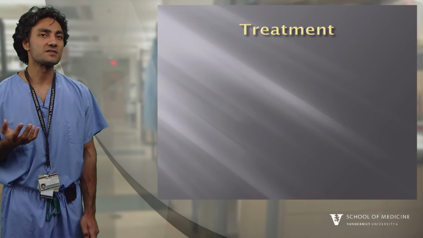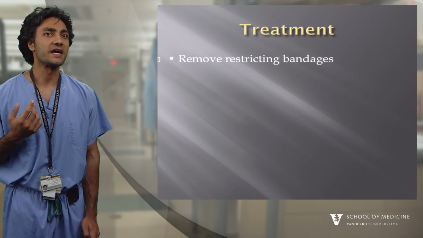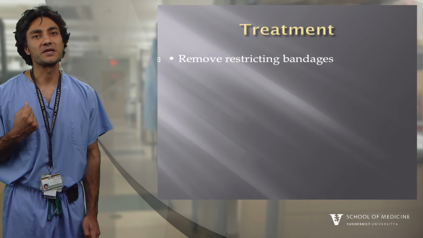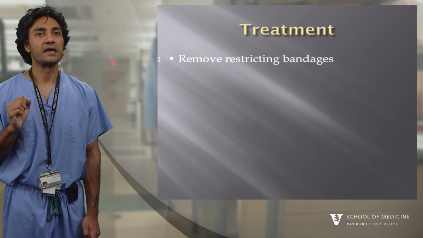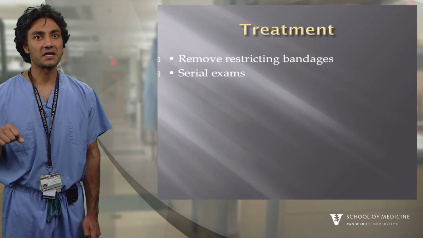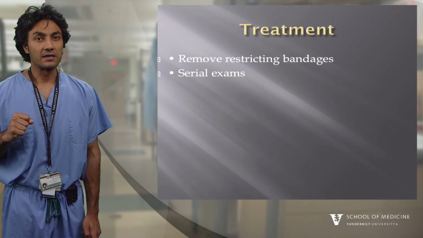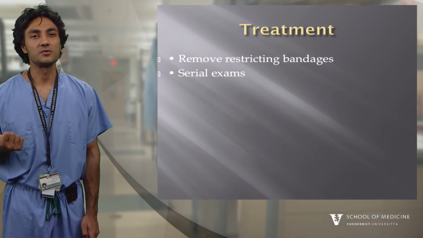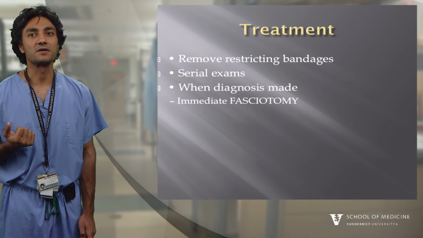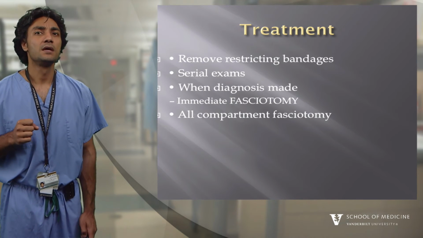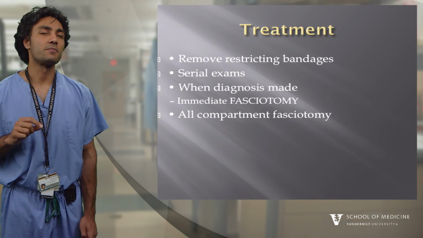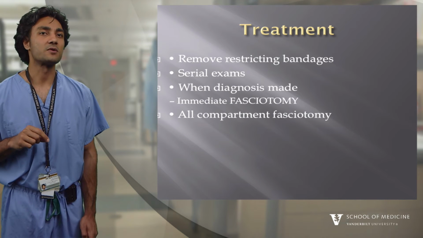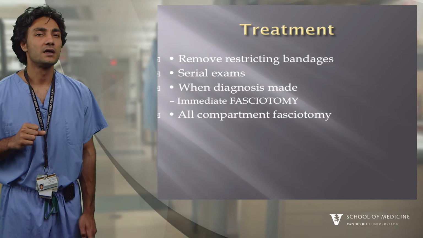When you're seeing these patients, the first important thing to do is to remove any kind of restricting bandages or any compressive wraps, and to do serial exams. Again, document them. And as soon as you actually have the diagnosis, there is no alternative to the surgical approach. You have to do a fasciotomy. And when you do the fasciotomy, all compartments within that anatomical area need to be decompressed.